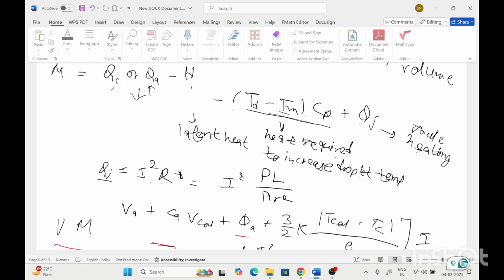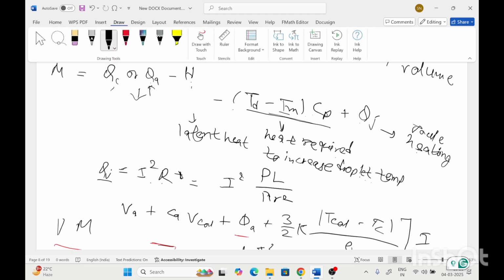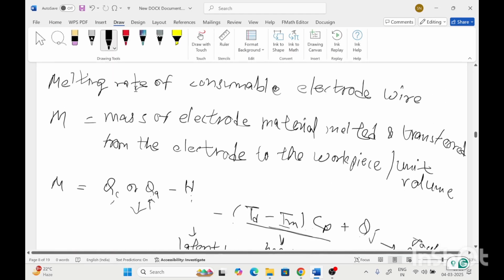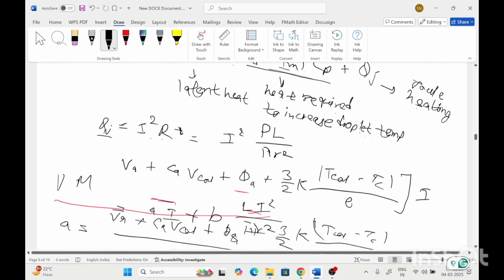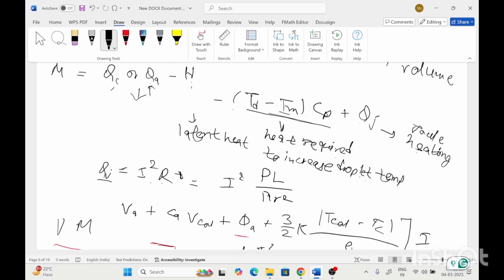Yes. So this is the mass of the electrode material melted and transformed from the electrode to the workpiece. Time will only come when the travel speed is included. So when the travel speed is included, then the time the electrode is in contact with the workpiece will come. But for the melting rate calculation, we don't include the time.